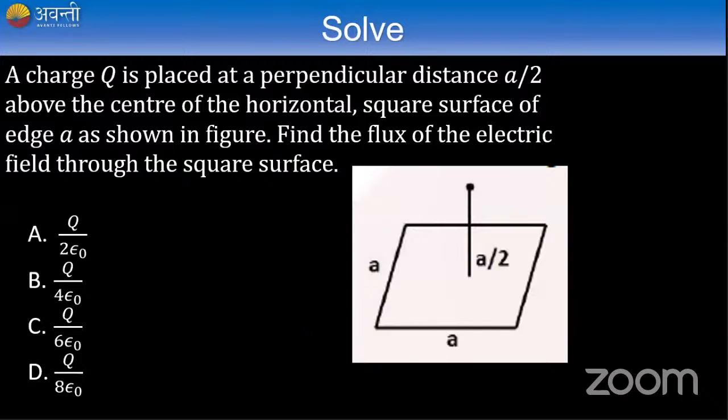So guys, the principle which we use here is Gauss's law, which we studied a few moments ago. It's about the electric field through a plane surface. Please go through that.